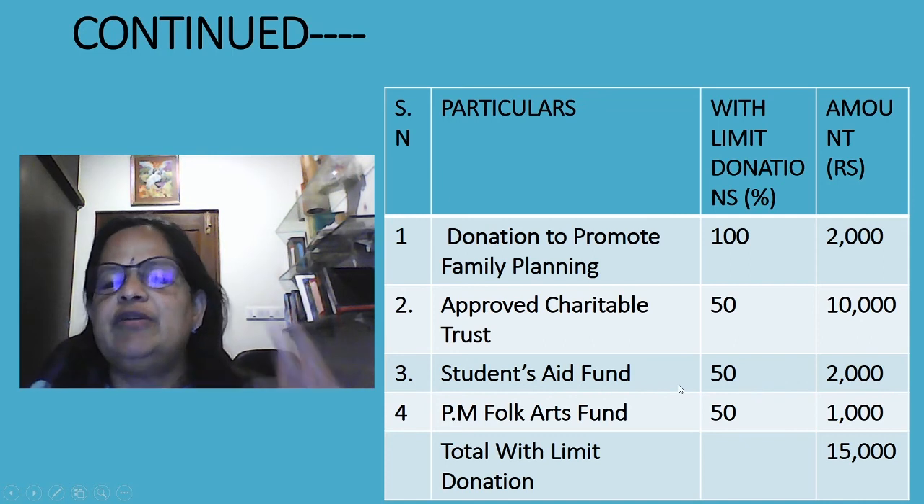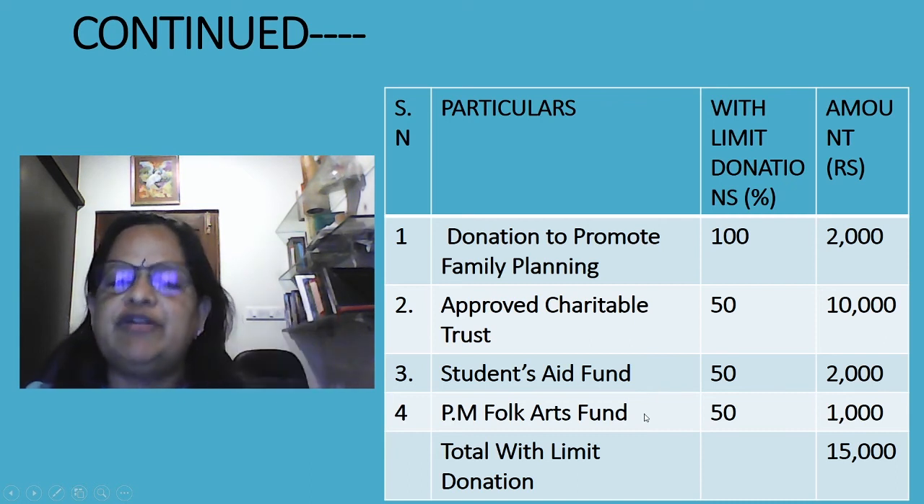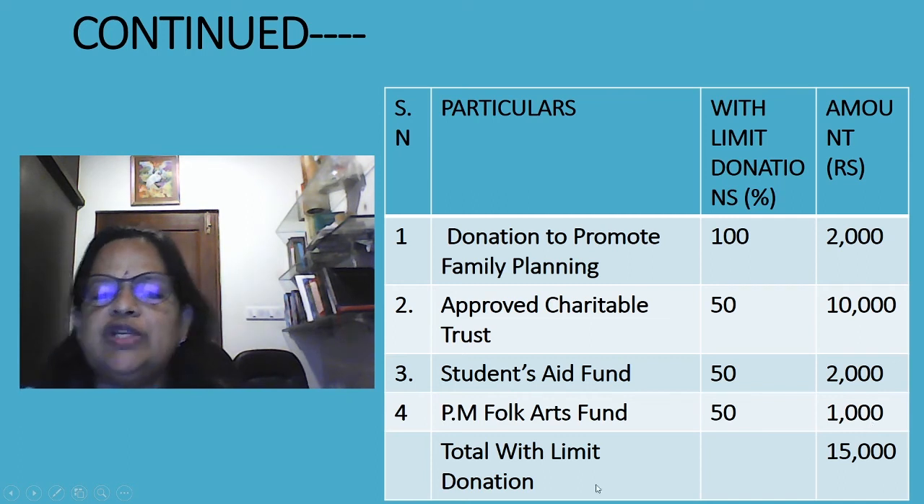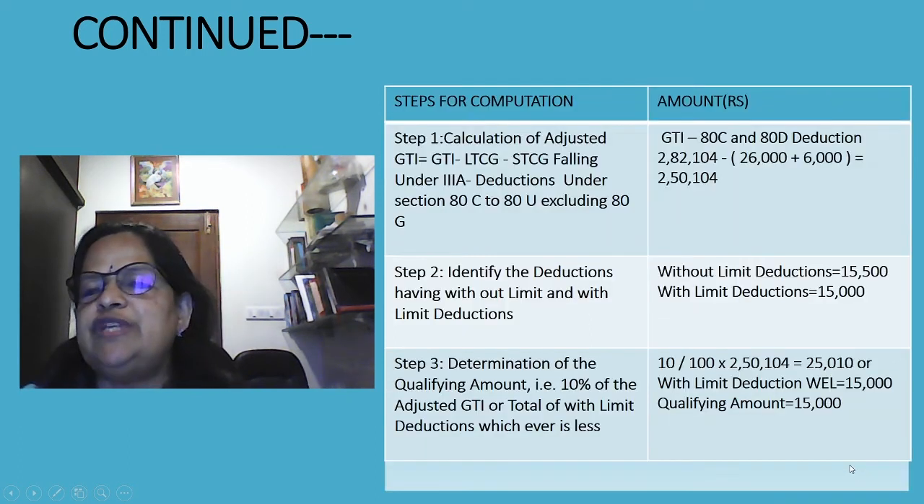Students aid fund, with limit. These two values are not there in the table I have given in the 80G. Please remember students aid fund. It is with limit, and that limit is only 50%. PM Drought Relief Fund, 50%. Values are 2,000 and 1,000. Total with limit donation is 15,000.